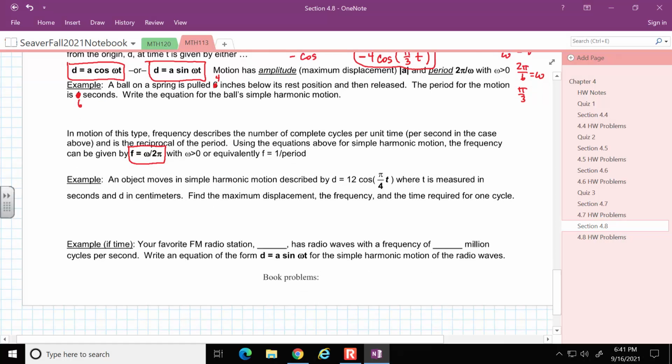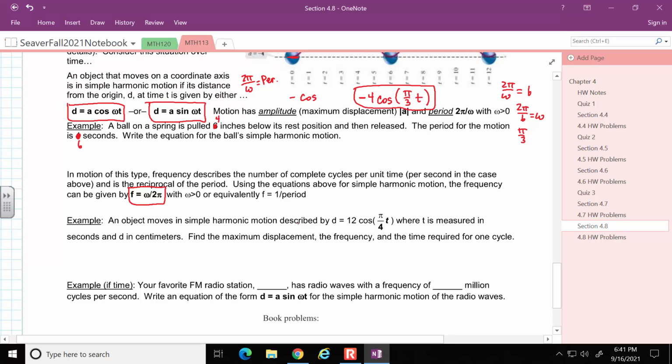Here's one last problem, and we'll be done for today. An object moves in simple harmonic motion, and here's our function: D equals 12 times the cosine of pi over 4 t, where t is measured in seconds and D in centimeters. Find the maximum displacement, frequency, and time required for one cycle. My first question would be maximum displacement. What's that going to be in this case? It is 12, that amplitude. So in this case, 12 centimeters.